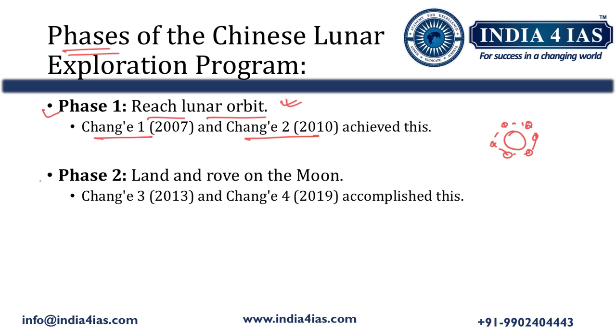The objective of phase 2 is to land a rover on the moon, that means land and rove on the moon. Its objective is to place a rover on the surface of the moon. This has been achieved in the Chang'e 3 and Chang'e 4 missions.